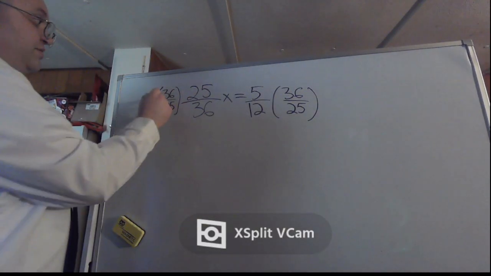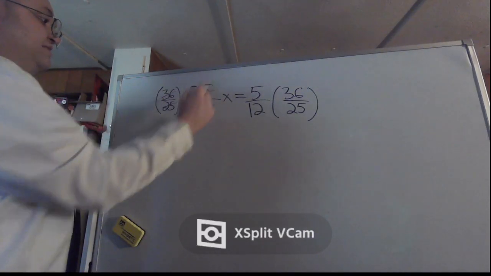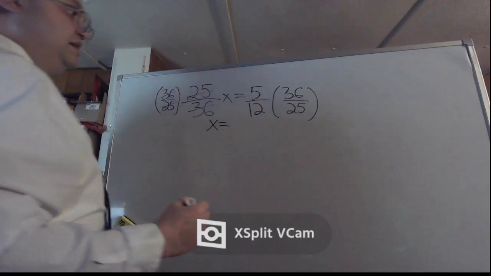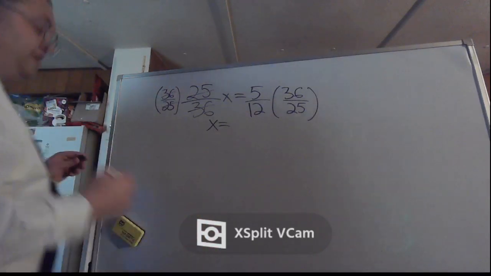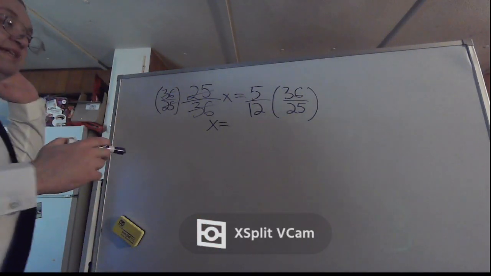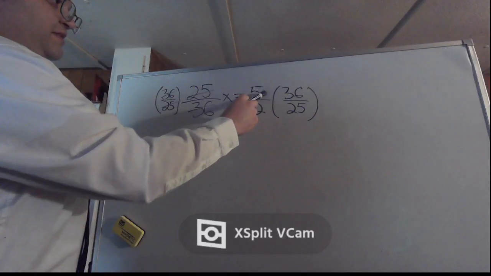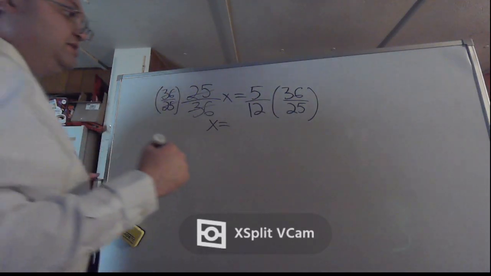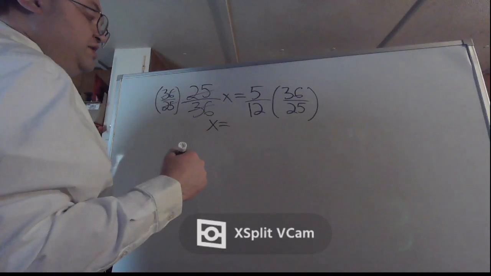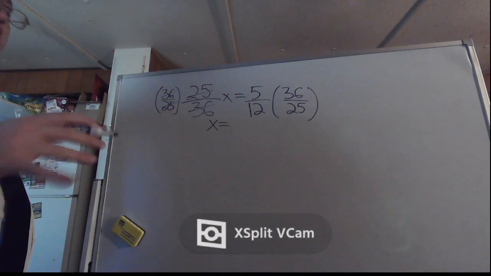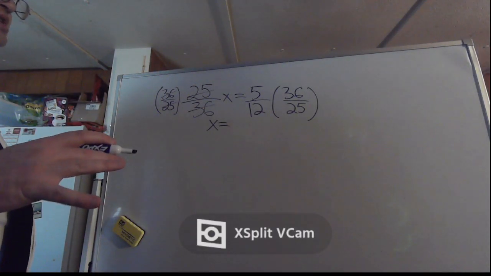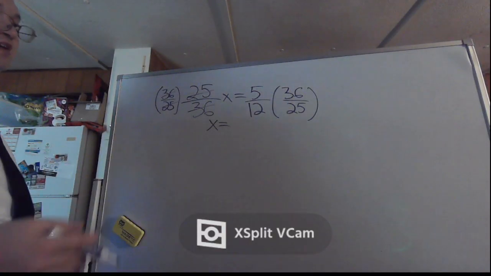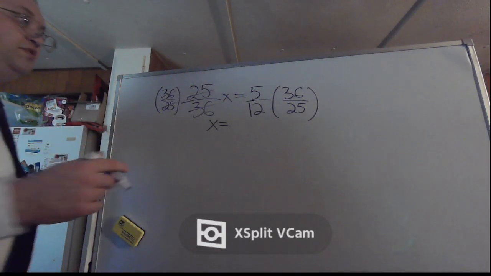Okay, so the 36's will cancel, the 25's will cancel. You'll have x by itself. Now we see we have a 5 and a 25 we can start with canceling. A shortcut is, instead of having to list factors every time, you know that 5 is a common factor to 5 and 25, right? You can divide both of those by 5.